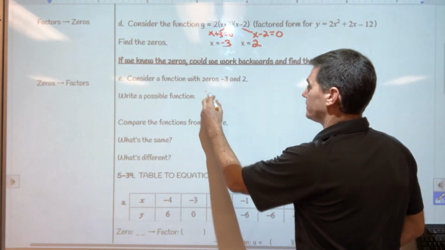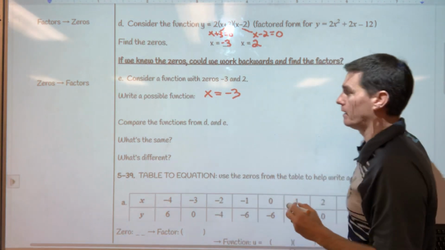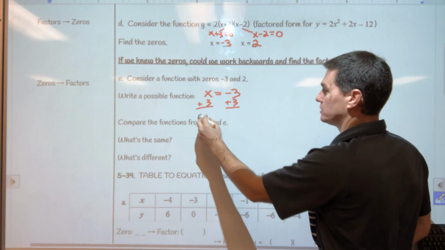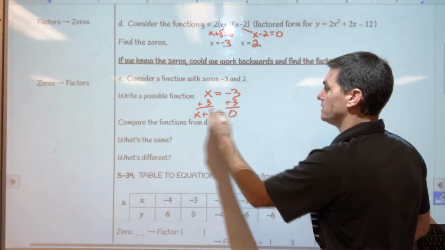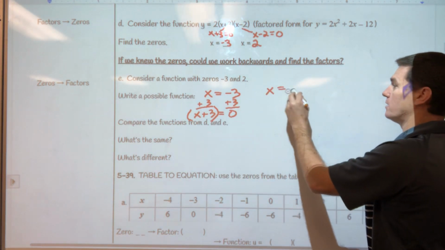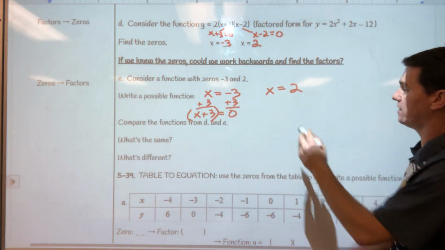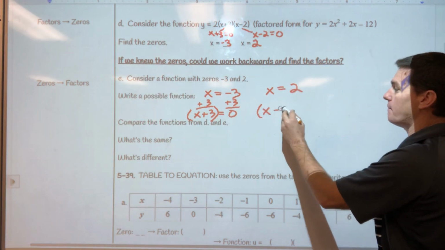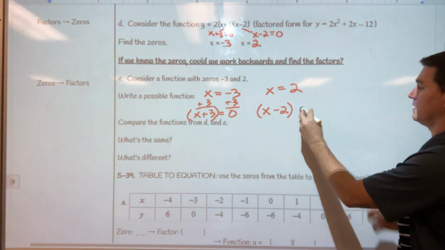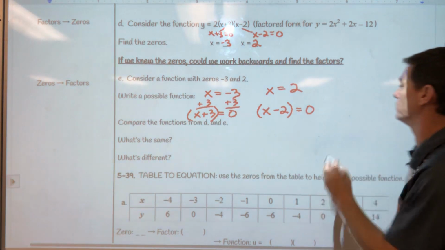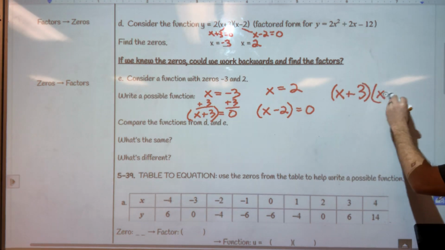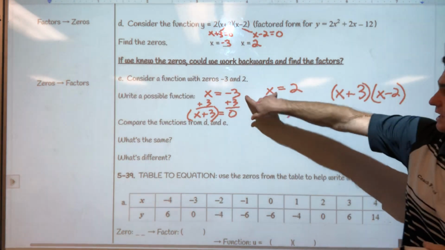Well, if x equals negative 3, and I worked backwards to set this equal to 0, I would have to add 3 to both sides, and so I get x plus 3 equals 0. This must be one of my factors. Okay, and if I do the same thing with my other x-intercept, 2, then the factor that goes with this must be x minus 2. Why does it have to be x minus 2? Because if I plug in 2, that's what makes this equal to 0. And so I have these two factors, and so my equation might be x plus 3 times x minus 2 because they would share the same zeros.